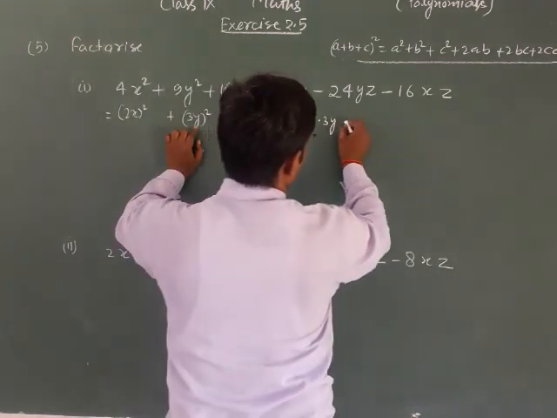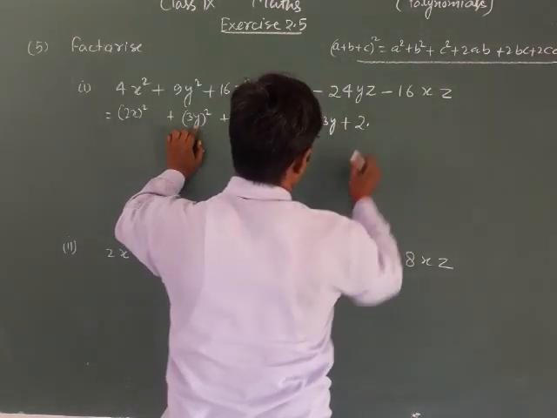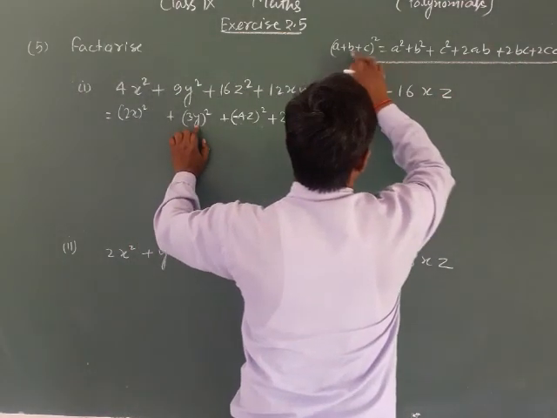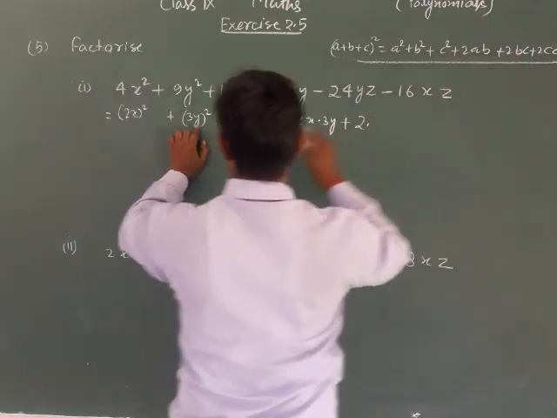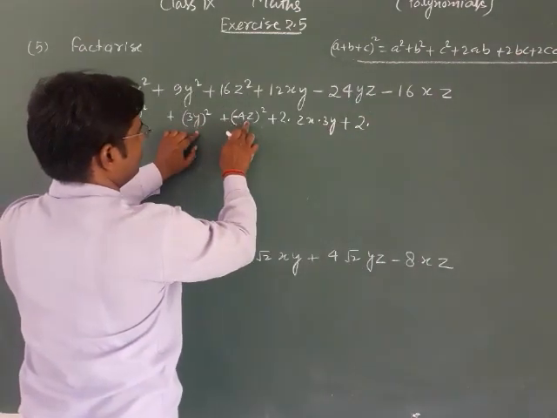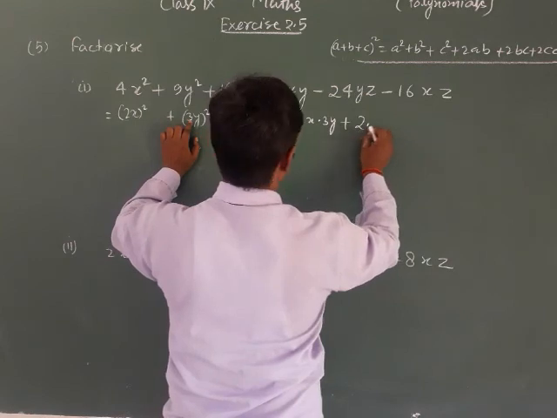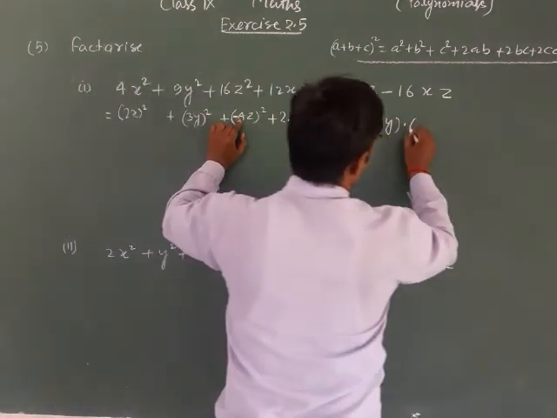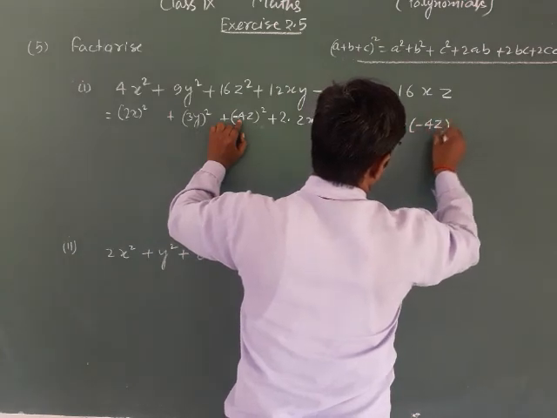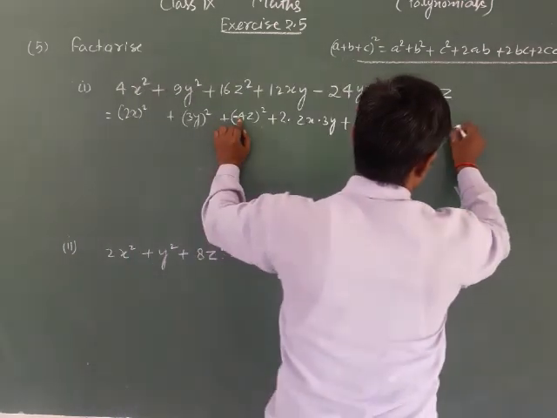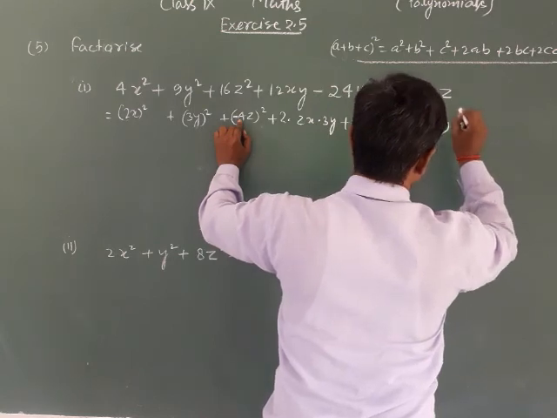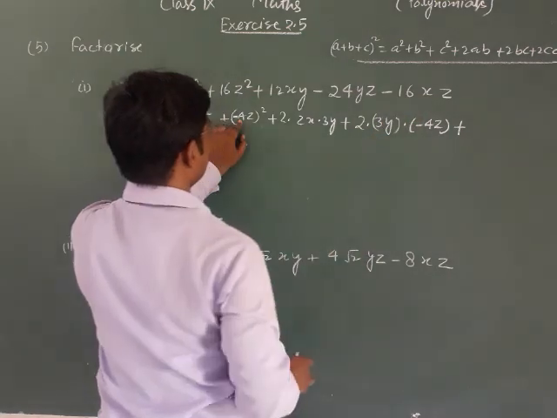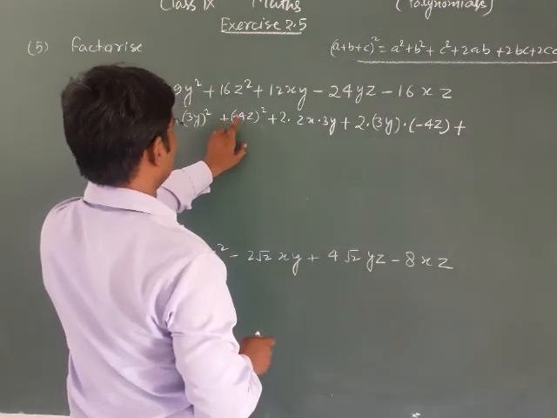So now plus 2 times second into third, that is bc, so 2 times second into third. So 2 times 3y into minus 4z. And this is also taken negative.